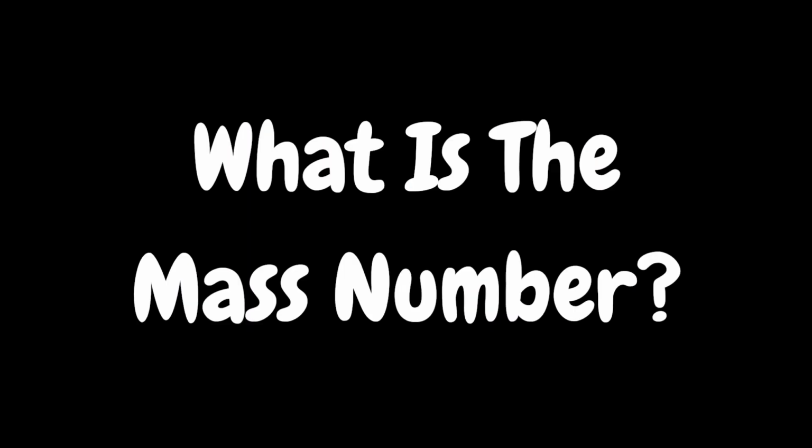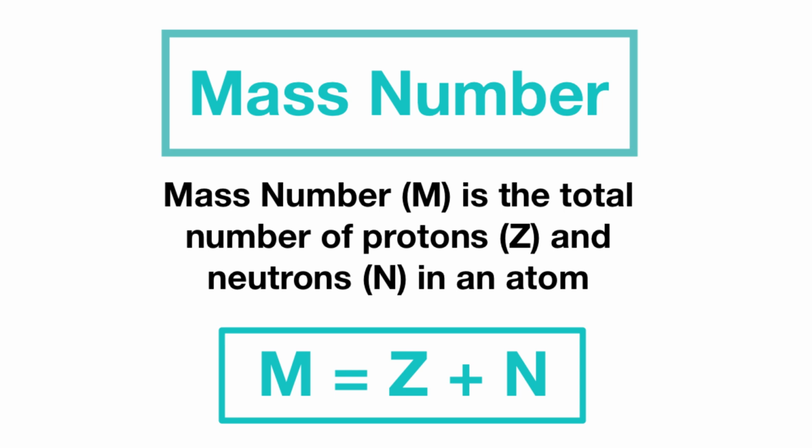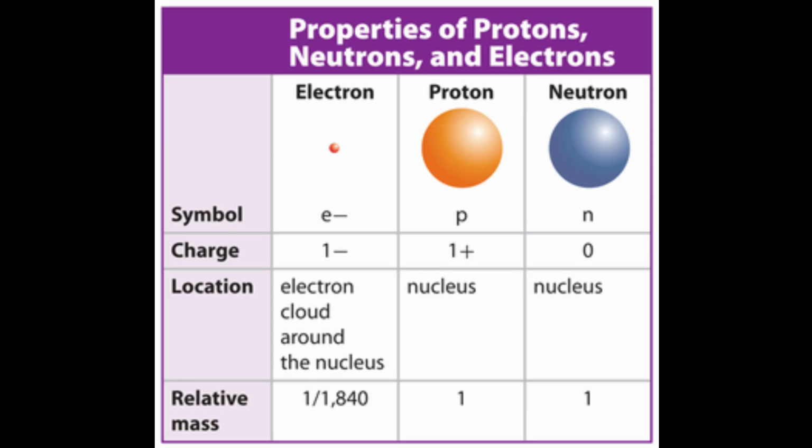Okay, so what is the mass number? A simple definition of the mass number is the number of protons plus the number of neutrons, since it is the neutrons and protons that give an atom its mass. Electrons are so small that they do not contribute to the mass of an atom. However, this definition is not completely accurate.